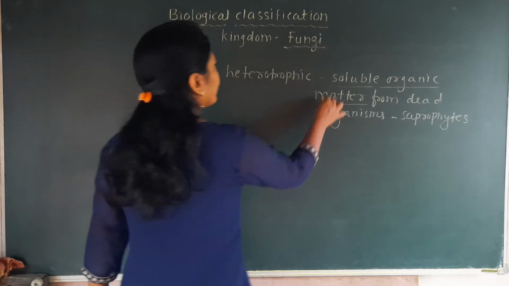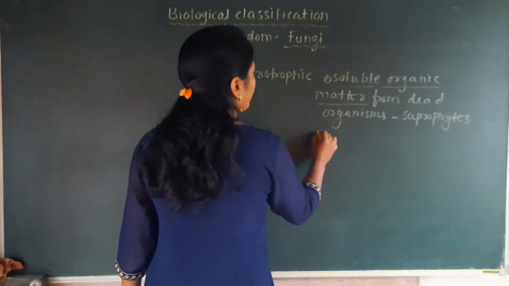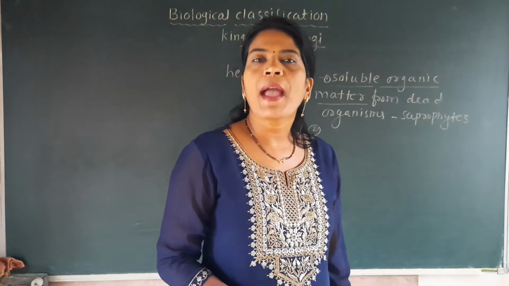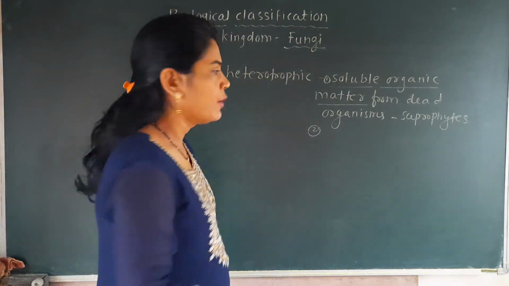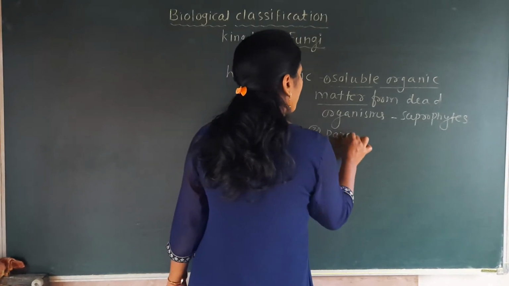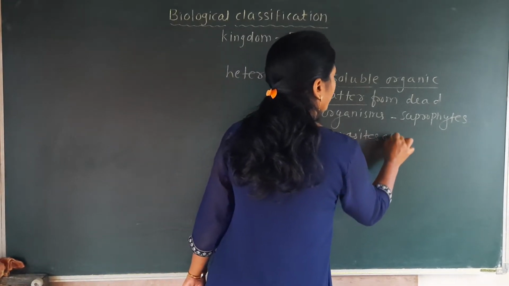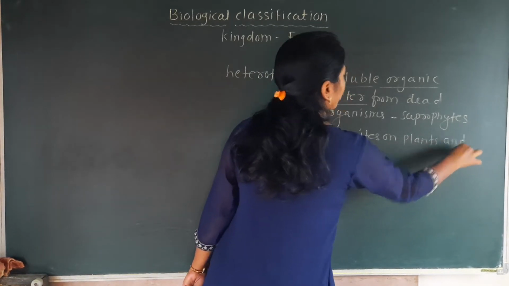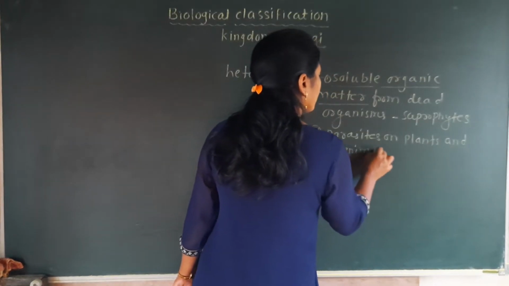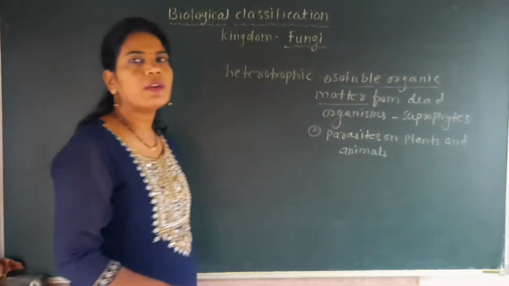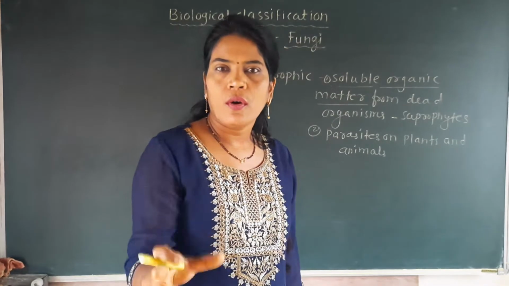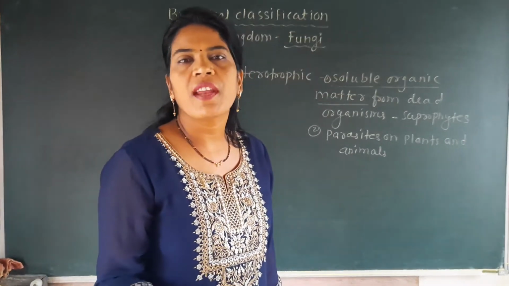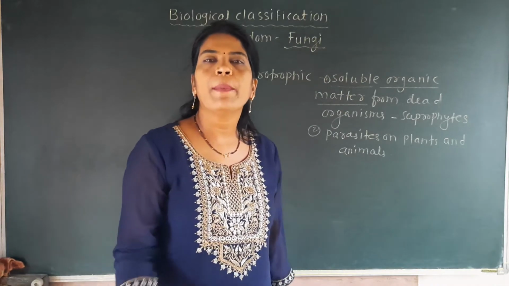Then the second example of these heterotrophic fungi is that some of the fungi live as parasites on plants and animals. That means, parasite means what? They are present on or inside the body of plants or animals, and they produce various types of diseases there, that we call parasitic fungi.